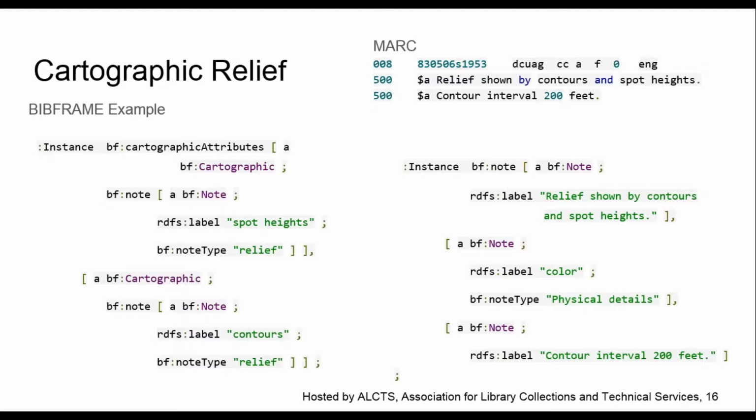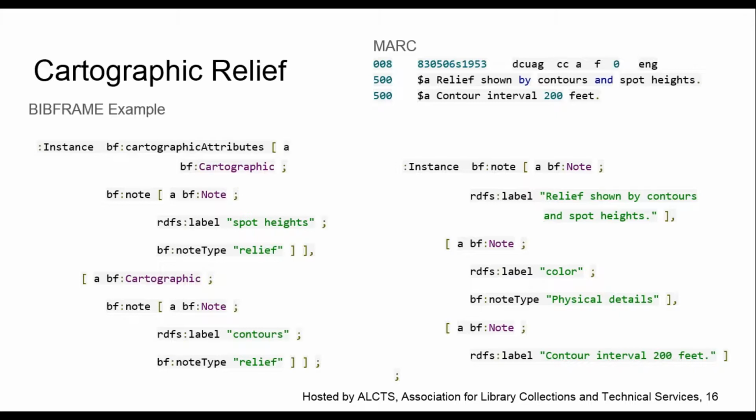So another concept area that we looked at was cartographic relief. BIBFRAME does not, in fact, provide any specific properties or classes for relief. And here we have an example Marc record with relief coding in the 008 for contours and spot heights. We also have a relief note in the form of a 500 note. And then there's some extra data about the contour intervals in another 500 note.